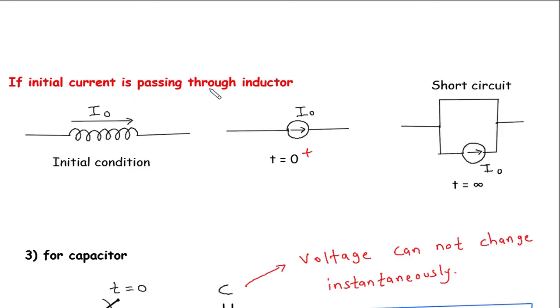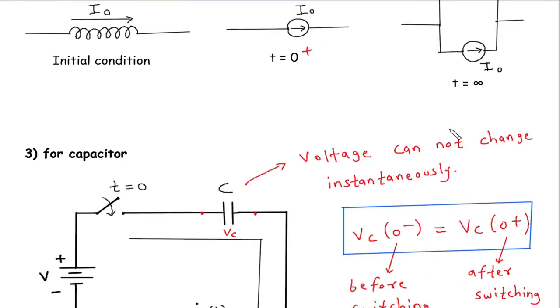If an initial current I0 is passing through the inductor initially, then at t equal to 0 plus, the same current will pass through the inductor, and at t equal to infinity, the same current will pass through the inductor and it is in parallel with a short circuit.